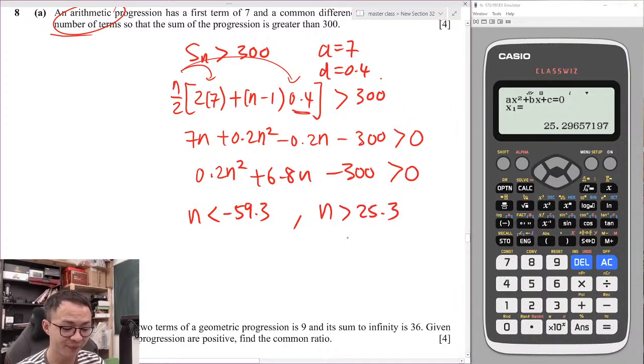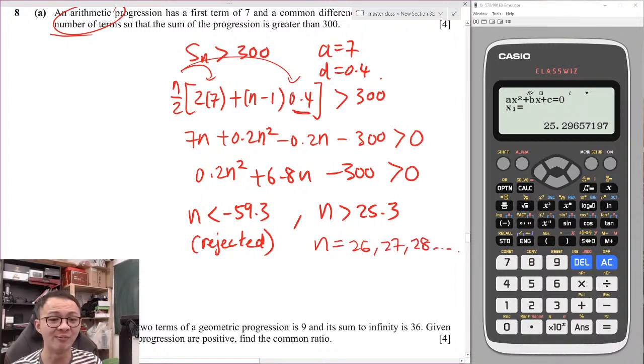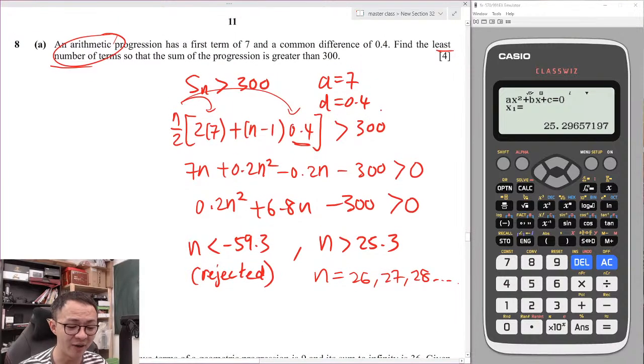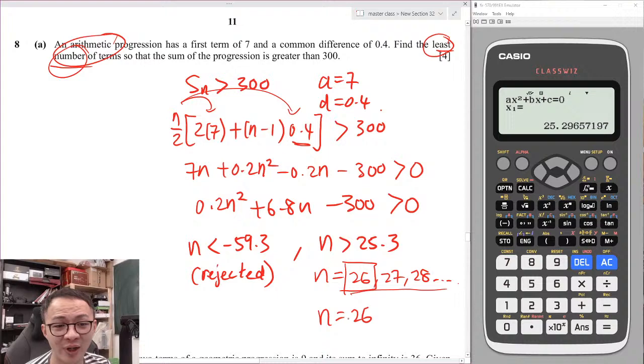But because n must be a positive integer, this one will be rejected. And n must be an integer, right? You might argue you can get n equals to 26, 27, 28, and so on until a very, very big number. This is the reason why at the very beginning they tell you they want the least number. So among so many n values here, they want the least number, which is the smallest one. So n is just 26. I hope you understand what I'm doing here.